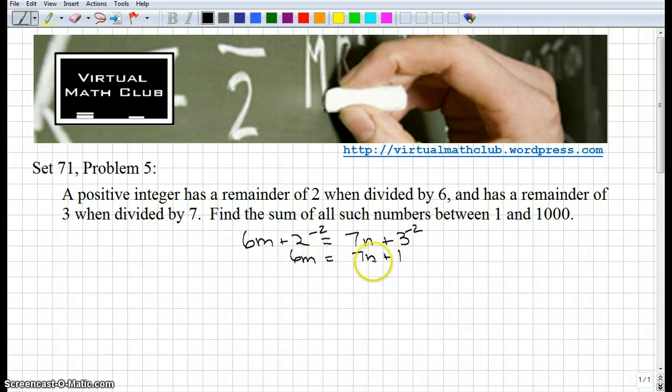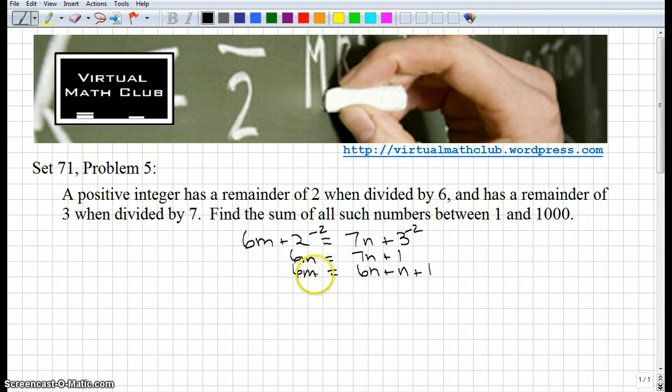But essentially what we can do is rewrite this side in terms of multiples of 6. I know that there's one multiple of 6 in 7n, so it's 6n plus 1n, right? So 6n plus n is the same as 7n. So I'm not changing anything other than the form it's written in. And then we have plus 1.